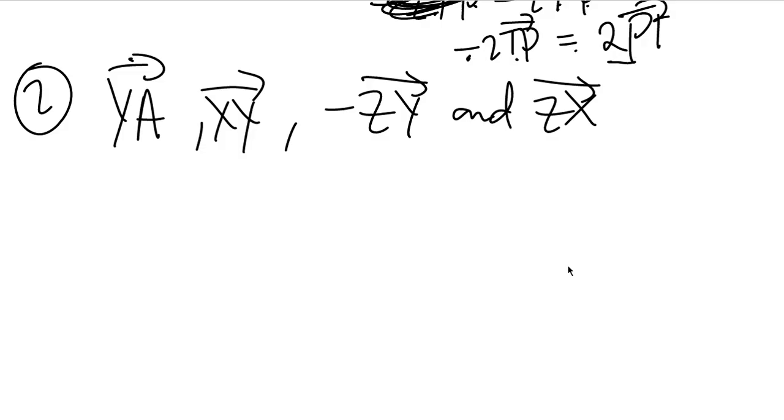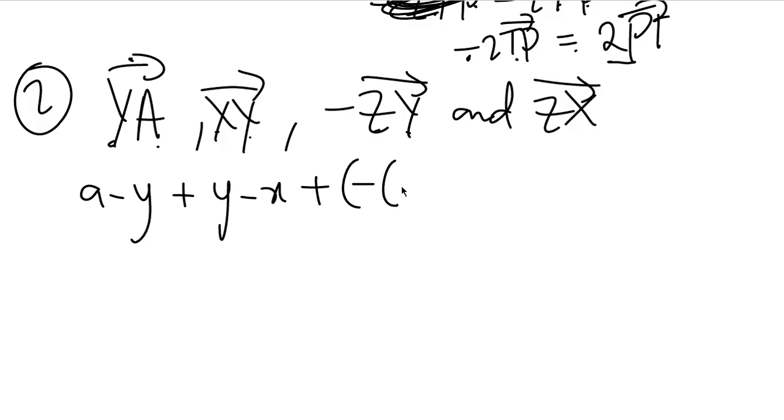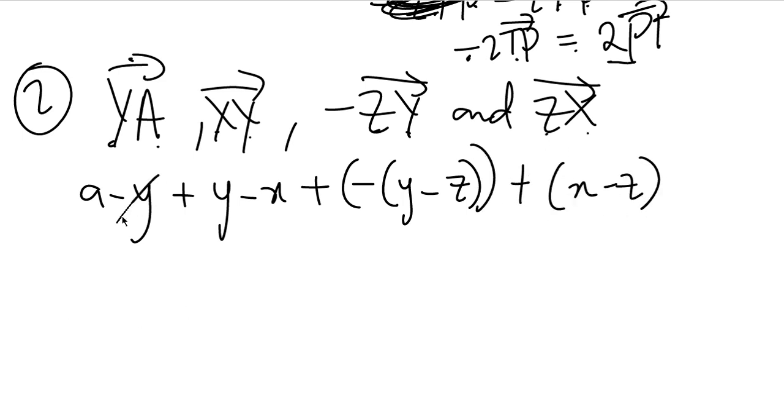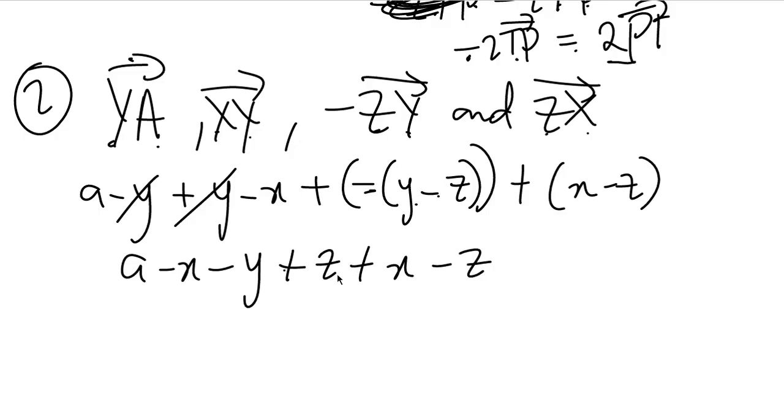So what I'm simply then going to have here is YA, that's going to be a negative Y, and then plus XY is going to be Y negative X, and then plus, very careful with negatives, and then there's going to be negative of ZY, and ZY is going to be Y negative Z, and then plus ZX, which is going to be X negative Z. So resolving with negative Y and positive Y goes, we have a negative X, and then negative Y, negative of negative Z is going to be positive Z, then plus X negative Z. So Z and negative Z cancel, and negative X and positive X cancel. Then we have a negative Y.